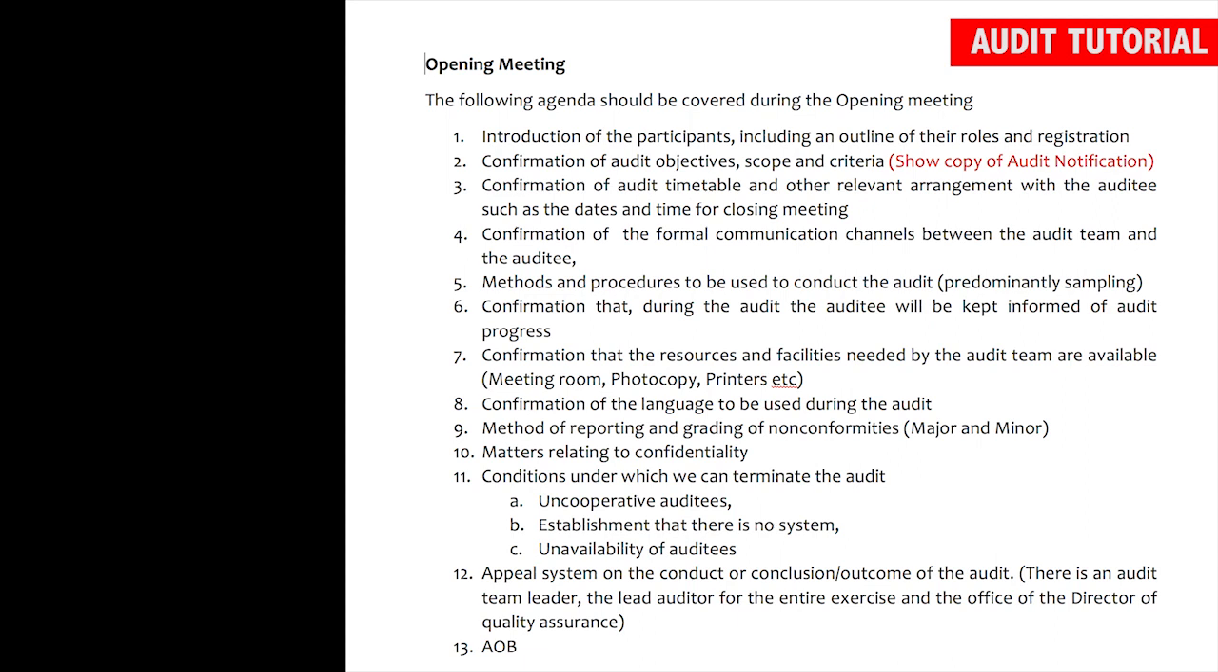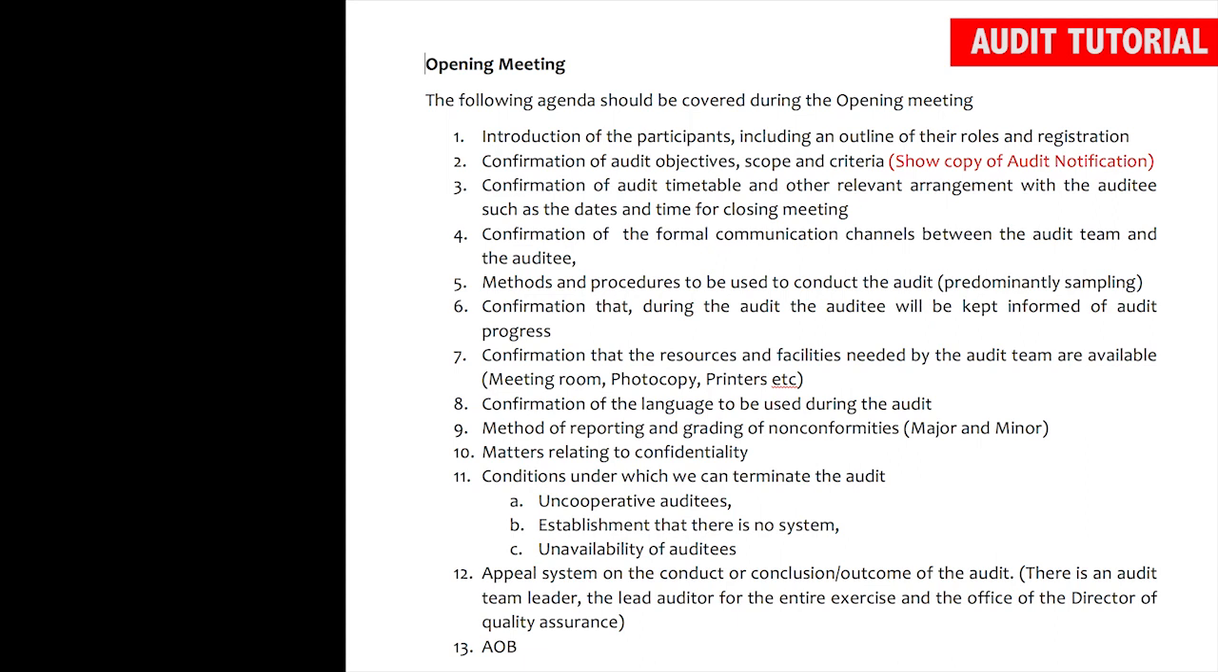Then methods and procedures to be used to conduct the audit. There's going to be quite a bit of sampling. If we want to confirm maybe anything about whether faculty have entered the records into the CAMS system, we will not check all the faculty. We'll do a random sample of any of the faculty that does teaching. Then confirmation that during the audit, the auditee will be kept informed of audit progress.